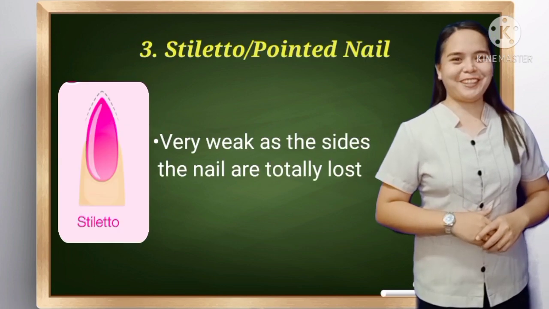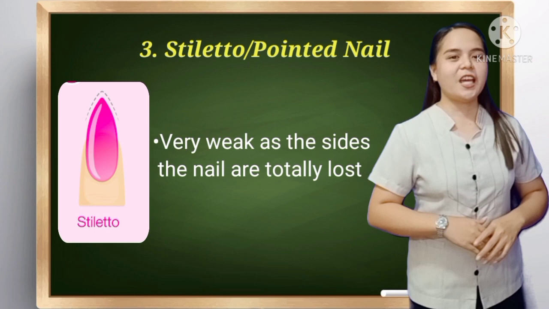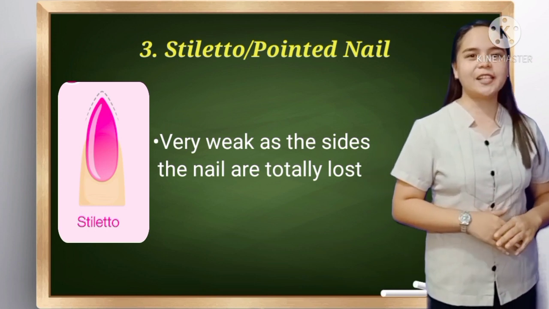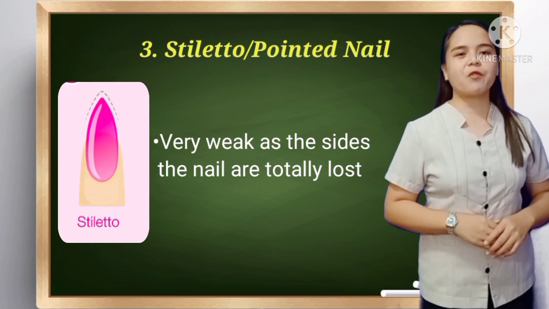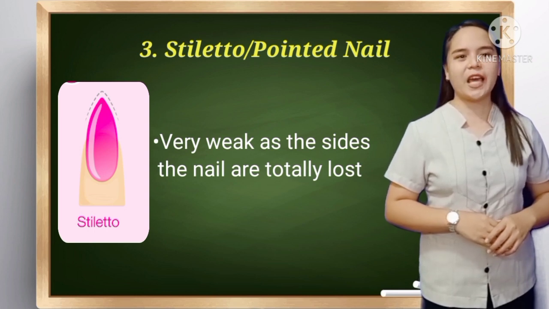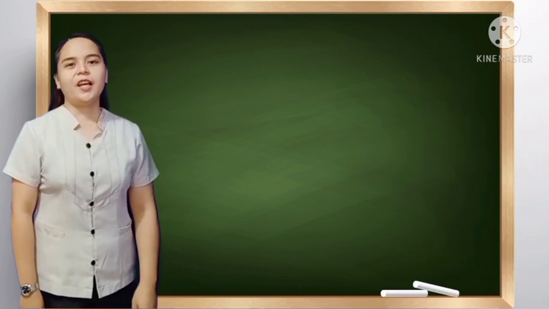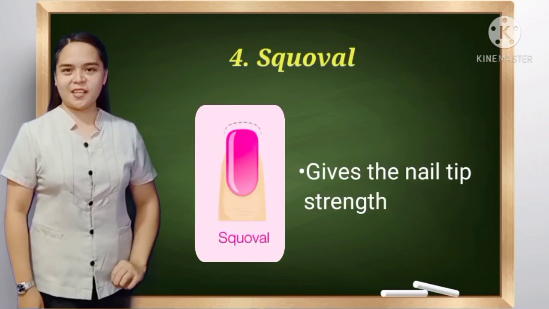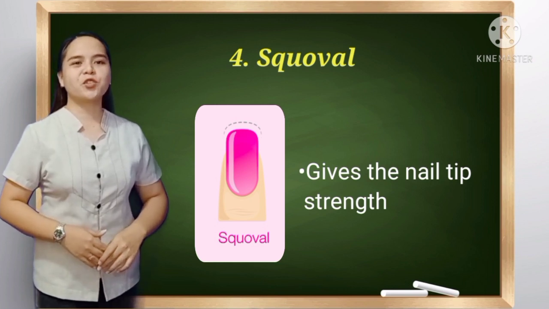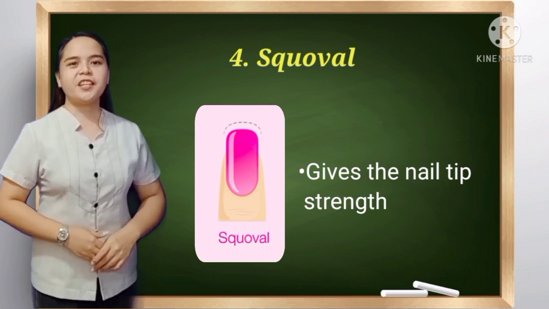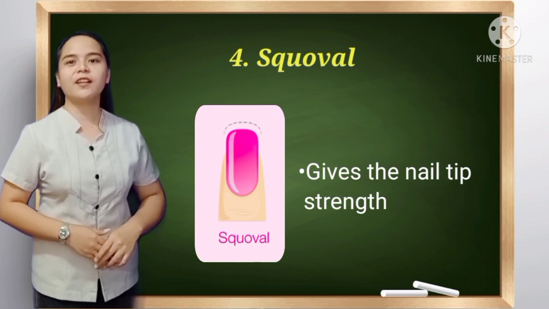Number 3. Stiletto or pointed nail. It is filed away at the sides to a point at the tip. This shape is very weak as the sides of the nail are totally lost. The fourth one is the scoval. As above, but followed by squaring off the tip, this gives the nail tip strength over the oval shape.